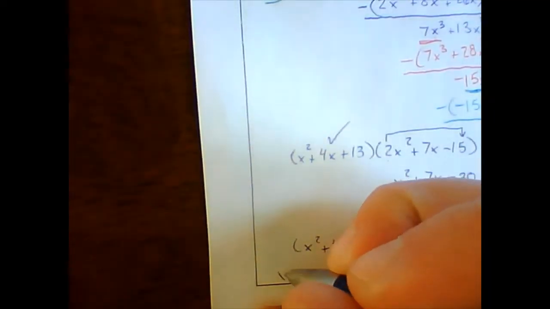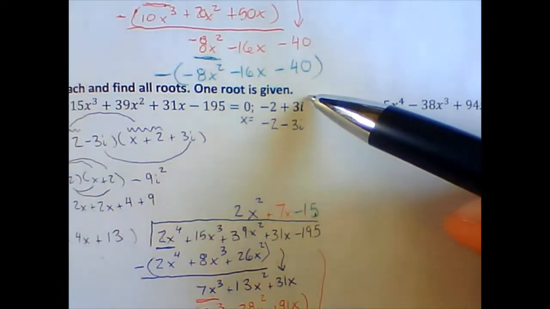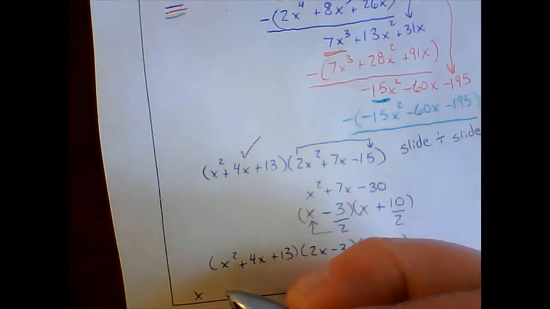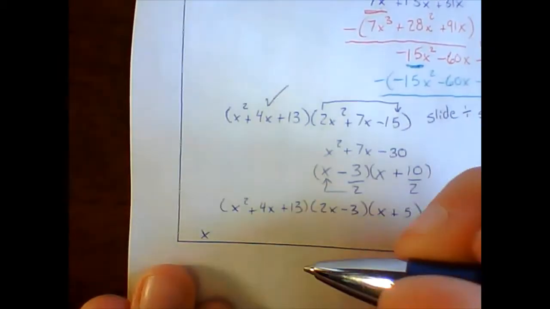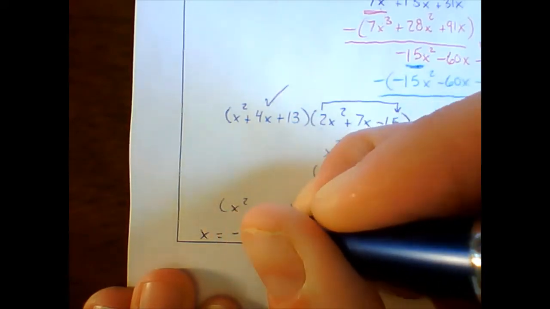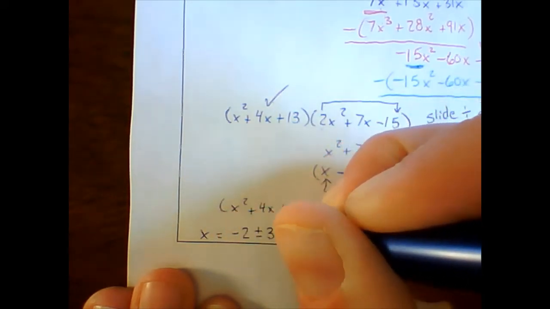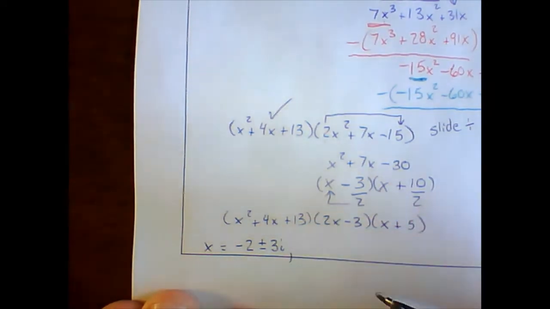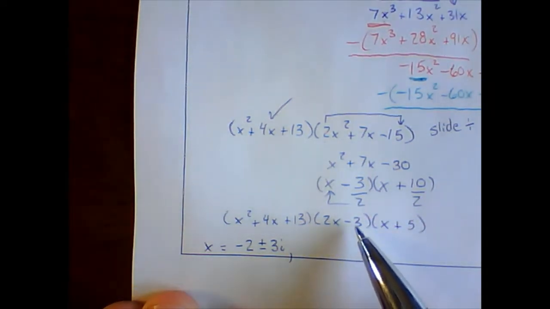Final part. We're going to find all the roots. We already found 2 of the roots from the very beginning: negative 2, and then the plus 3i and the minus 3i, which I'm just going to leave as a single answer like that. There are 2 answers in that because its highest degree is 2, so it contains 2 of our roots.